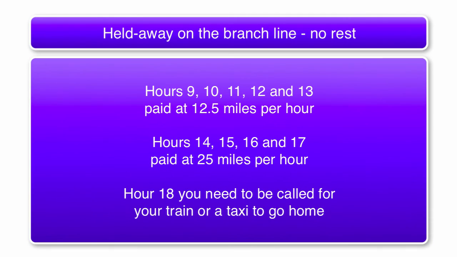So let's take a look at the branch line here. We don't book any rest. Hours 9, 10, 11, 12, and 13 are paid at 12.5 miles per hour. Hours 14, 15, 16, and 17 will be paid at 25 miles per hour. And by hour 18, you need to be called or put in a taxi to go home.